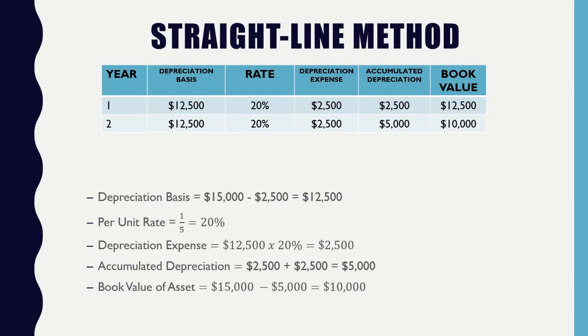And then, bam. What you're going to notice is everything is starting to look the same. For my accumulated depreciation, this time it's going to be my previous year plus my current year. So now I'm at 5,000, which is now bringing my book value down to 10,000. Okay, so that's for the second year. Now let's go ahead and do it for the third year.